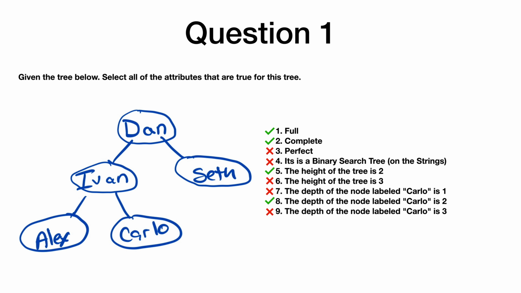So this is the correct answer. The ones you should have marked as true were that the tree is full, it's complete, its height is 2, and Carlo is at a depth of 2.